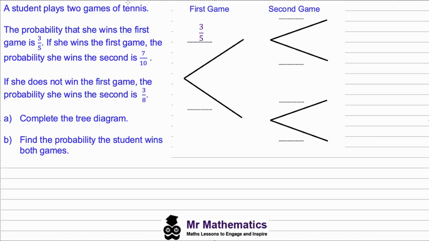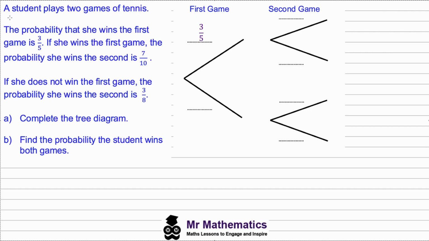Hi everybody. So in this video, we're going to look at calculating conditional probabilities using tree diagrams. So we're going to work through 5 questions, and if you want to work along with me, you can download a copy of this PDF from my website. I'll leave a link below.